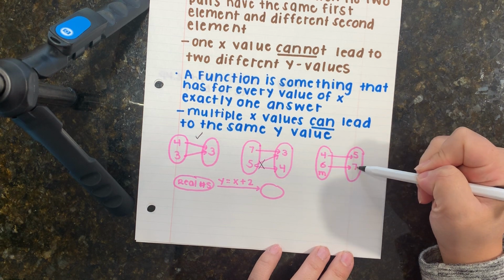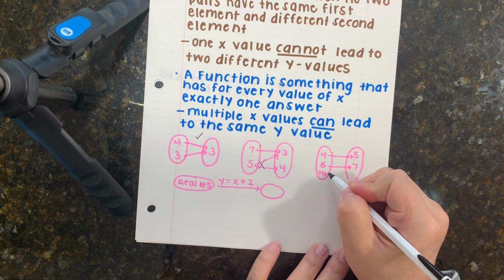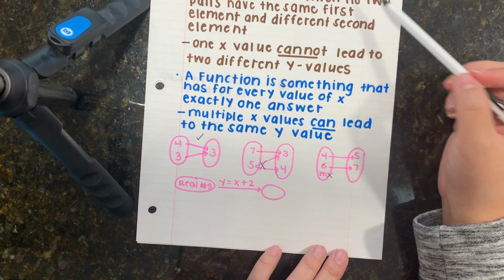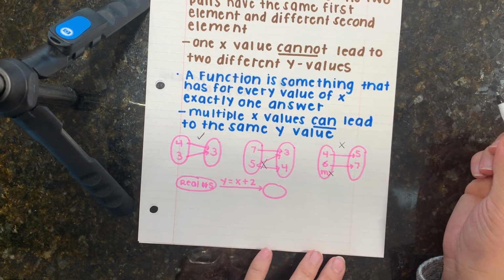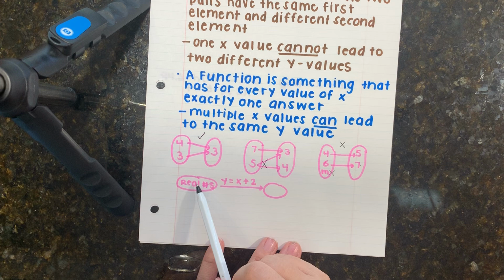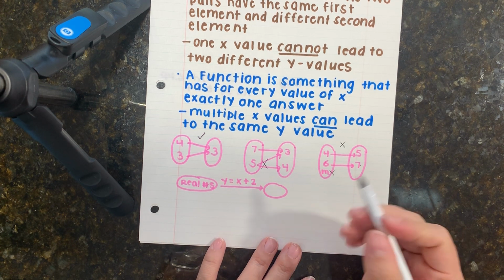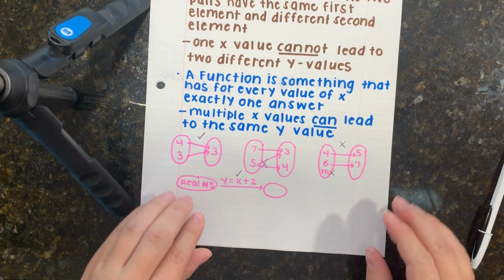Now if I look at this next one, I have 4 leads to 5, so an x leads to a y and x leads to a y, but then this x doesn't lead to anything. So because this x does not have a matching y value, and every x value has to have a y value, this is not going to be a function either. And then this last one, if you plug any real number into this function, it is going to give you a y value, so this one is also going to be a function.